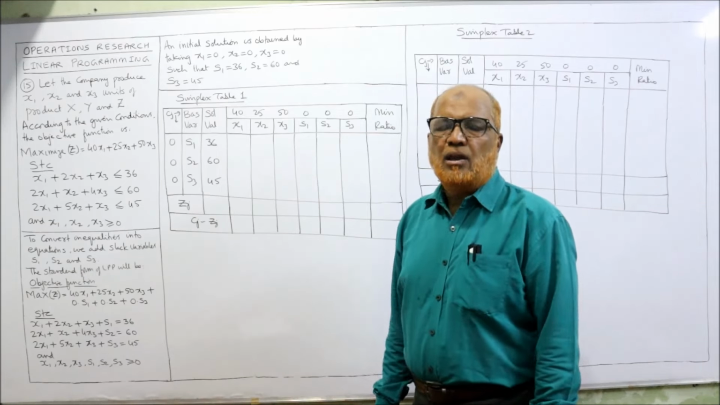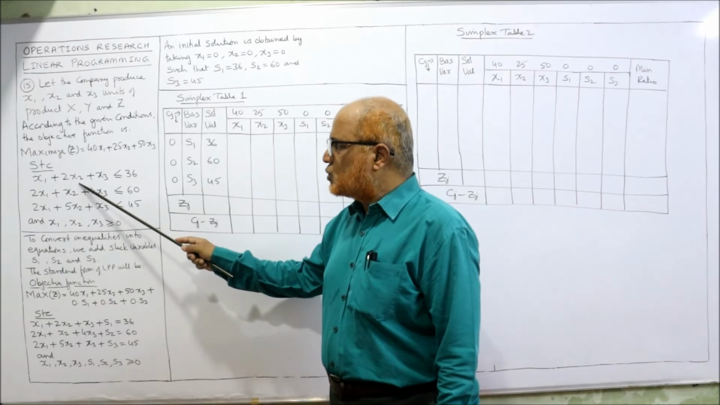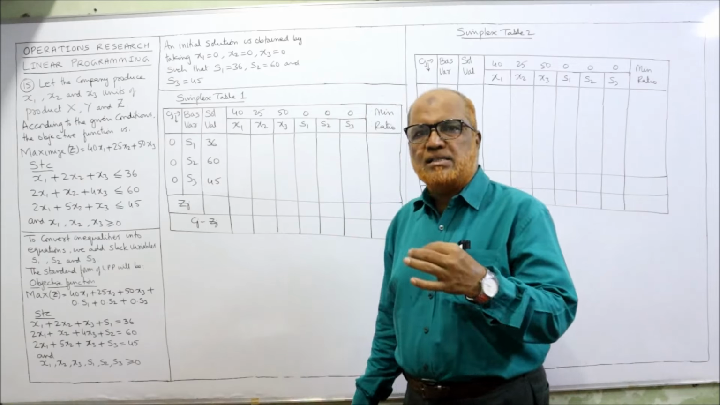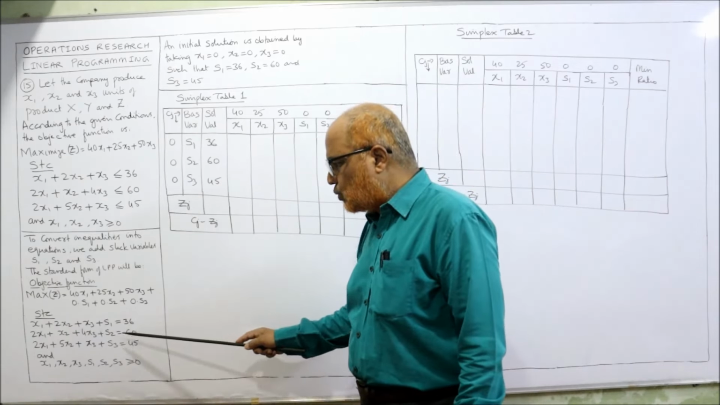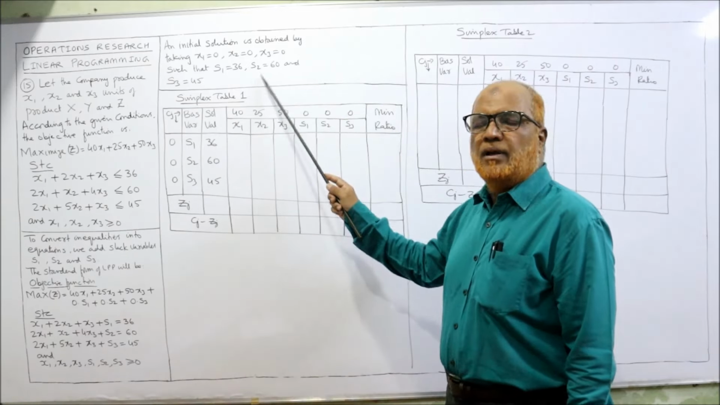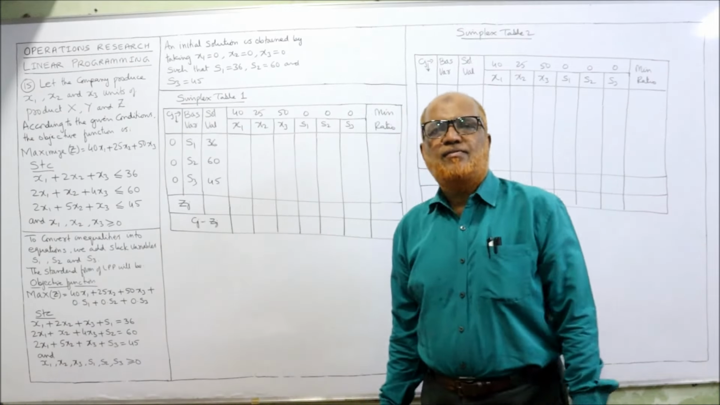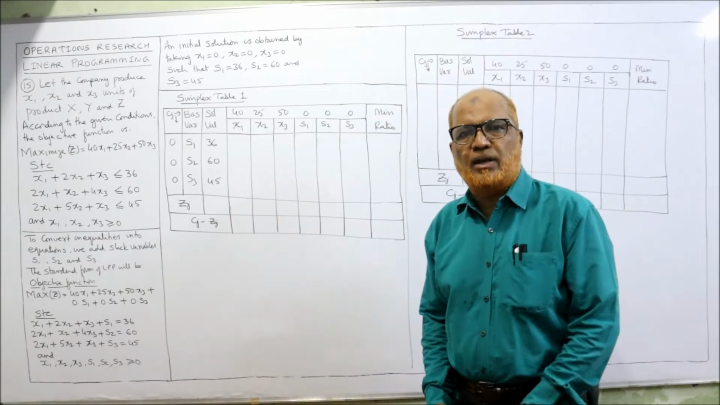That's it. Now, an initial solution is obtained by taking x1 = 0, x2 = 0, x3 = 0. If you take these variables as 0, then S1 will become 36, S2 will become 60 and S3 will become 45. Now we'll start the first simplex table. The first simplex table does not involve any calculations, only the coefficients we require.